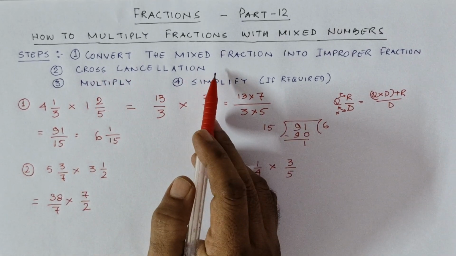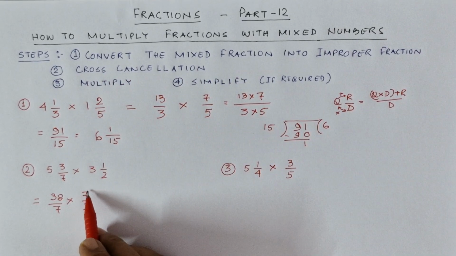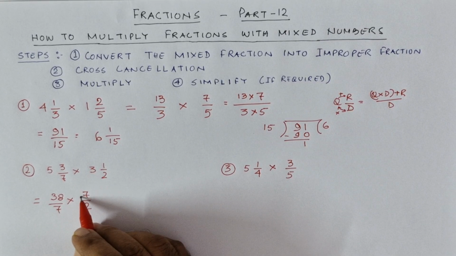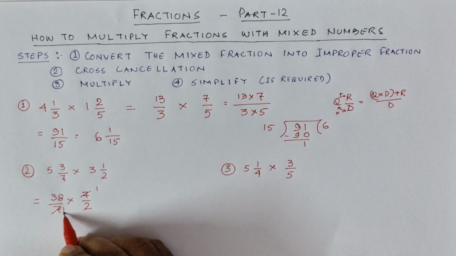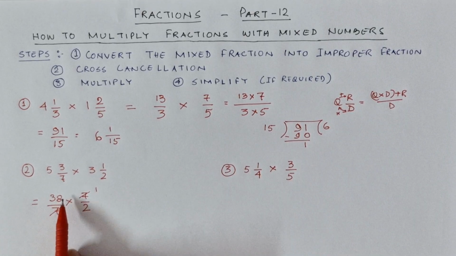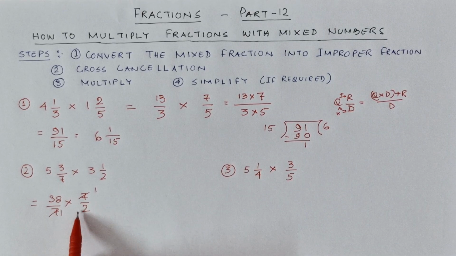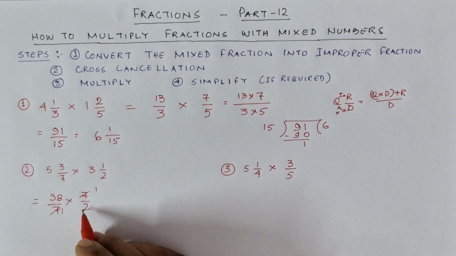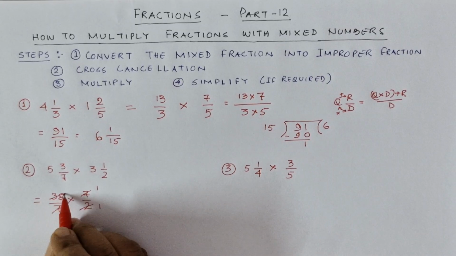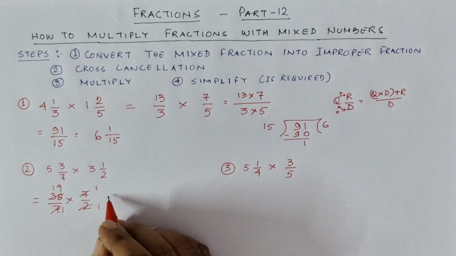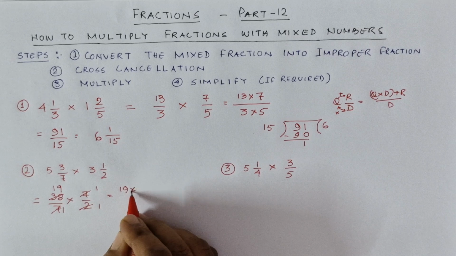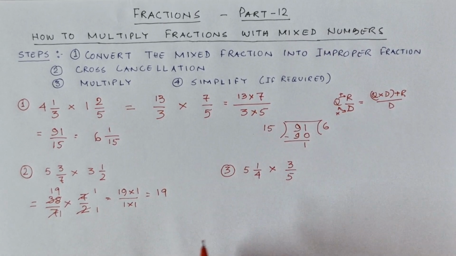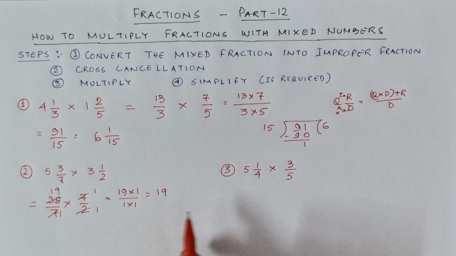Is there any scope of cross cancellation? Yes, see, in the numerator there is 7 and here in the denominator 7, so 7 and 7 cancel because 7 divided by 7 is 1, again 7 divided by 7 is 1. Is there any scope of cross cancellation in the numerator and the denominator left? Yes, 38 is divisible by 2 and 2 is also divisible by 2. So 2 1s are 2 and this is 19. So 19 into 1, 1 into 1, that is 19. So it is no more a fraction, it is a whole number.